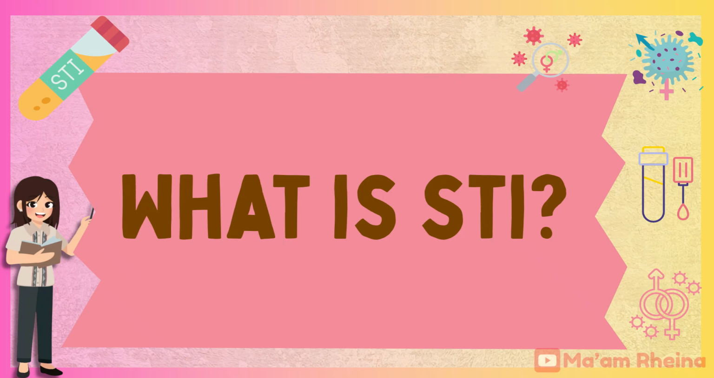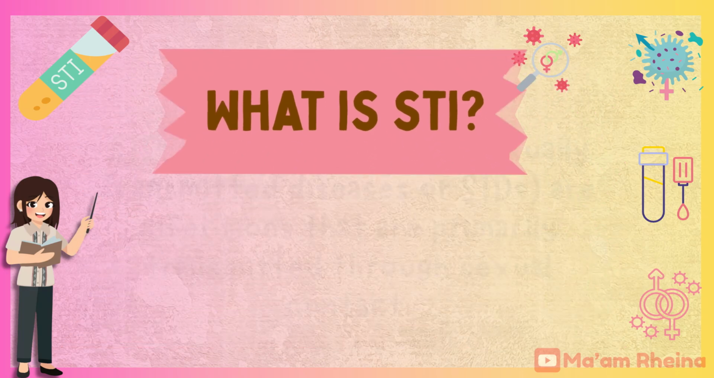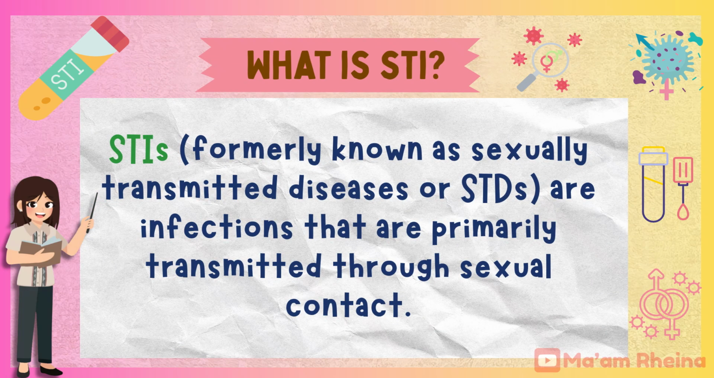What is an STI? STI stands for sexually transmitted infection. STIs, formerly known as sexually transmitted diseases, are infections that are primarily passed from one person to another through sexual contact. These infections may not always show symptoms, which means a person can have an STI without even knowing it. That's why it's important to stay informed and practice safe behaviors.